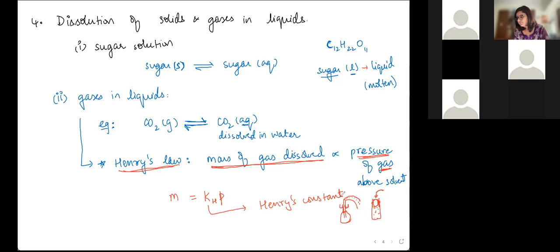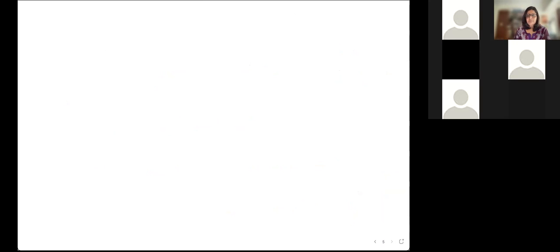Yeah, so there's applications related to it. You can study it, deep sea divers and all that. So these are some examples of physical equilibria. Then we have equilibria in chemical processes.